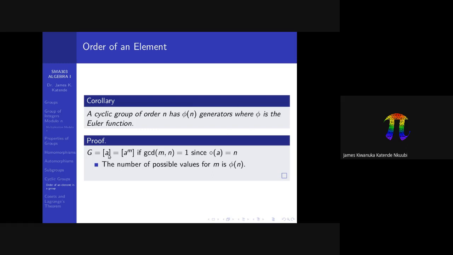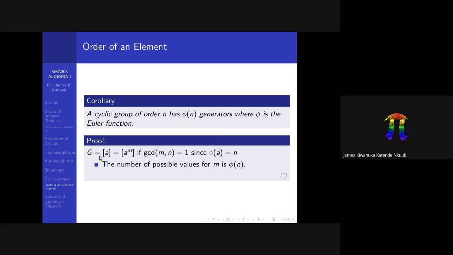So basically what this corollary says is that if a group is a cyclic group of order n, then the number of generators it has is phi n.